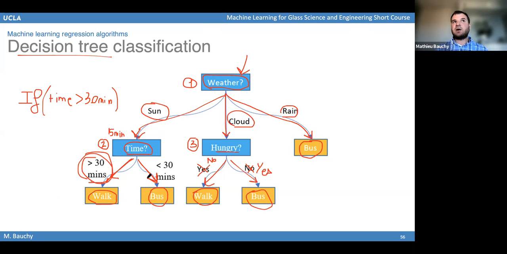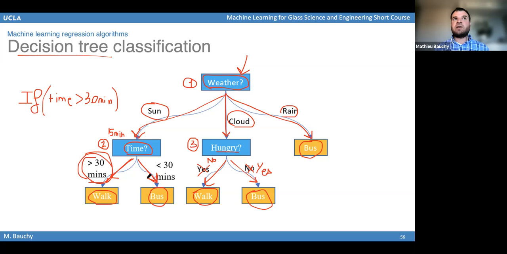So this is the idea of a decision tree: it's going to look at the data that it has. It's going to look at all the days, what was the weather, how much time did you have, were you hungry or not, and did you decide to walk or to take the bus? And it's going to try to give you the rules behind this decision process. So here, this is a good example of a machine learning model.